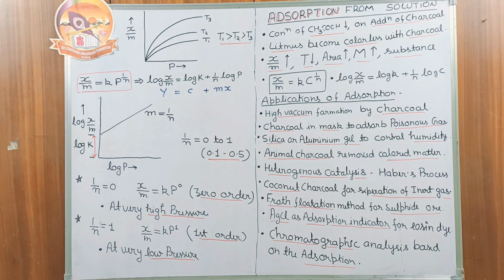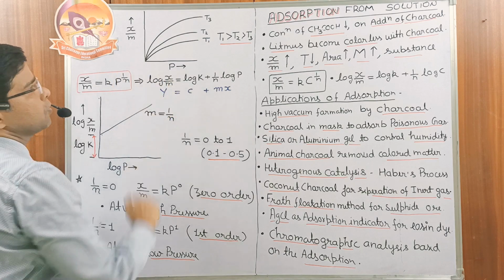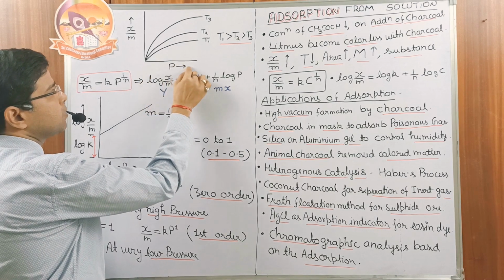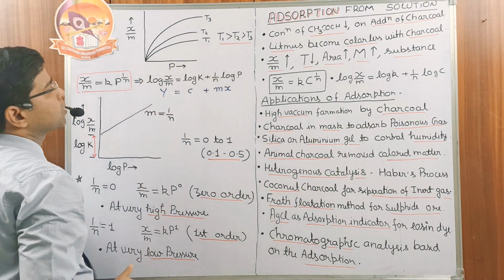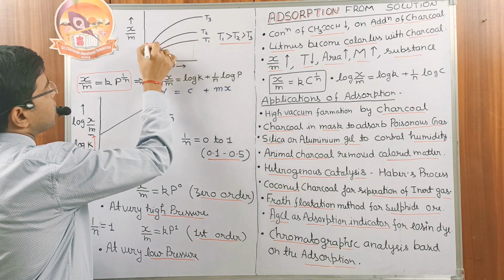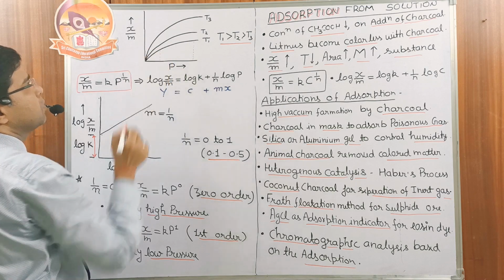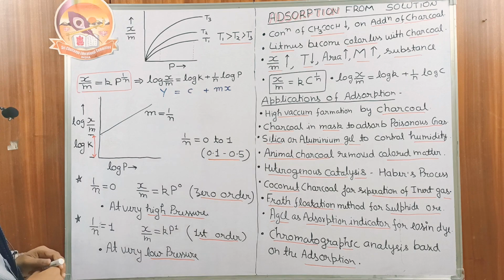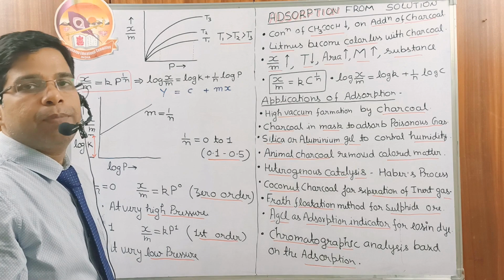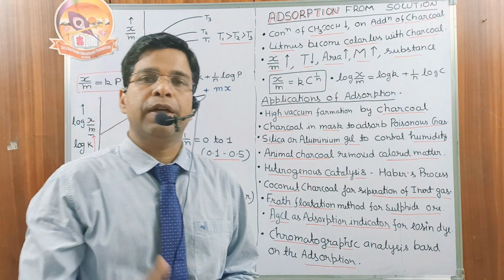Now if we draw the graph between the extent of adsorption and the pressure, then what are the findings? As the pressure increases, the extent of adsorption also increases. At high pressure, the extent is also high. At low pressure, the extent of adsorption x by m is also low. And when the temperature increases, obviously at high temperature we have less adsorption, and at low temperature we have more adsorption.